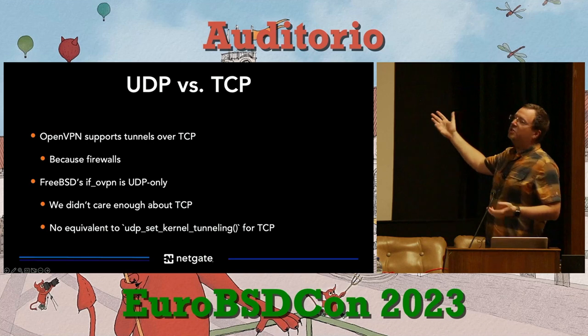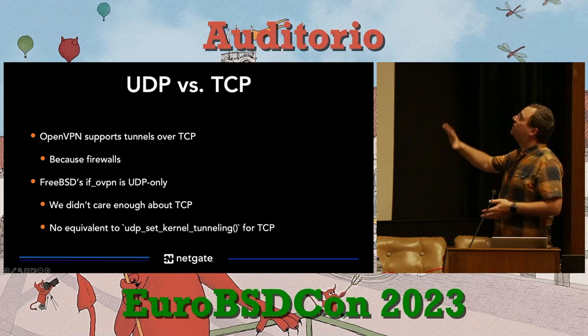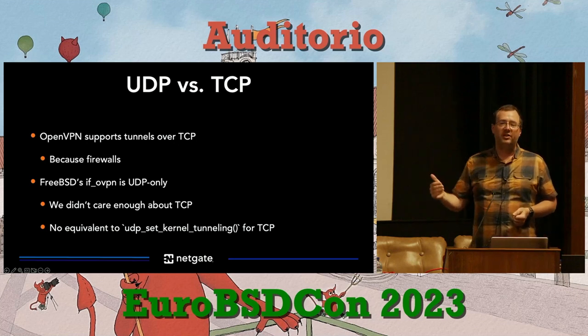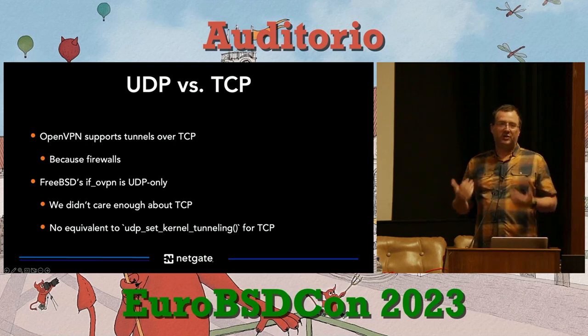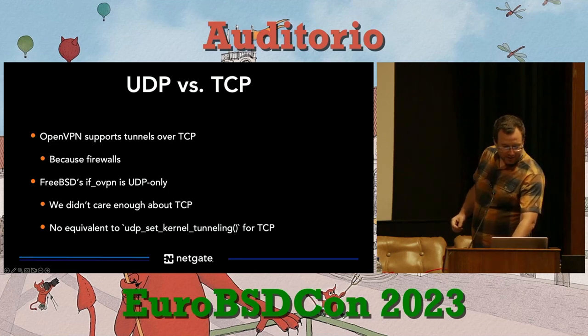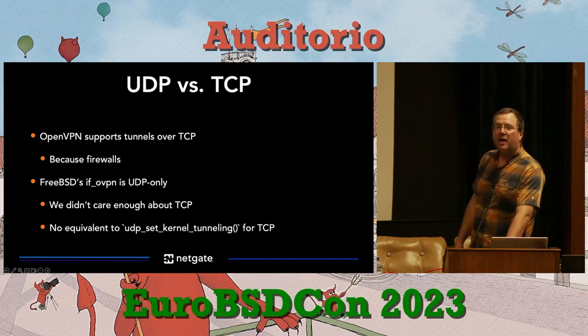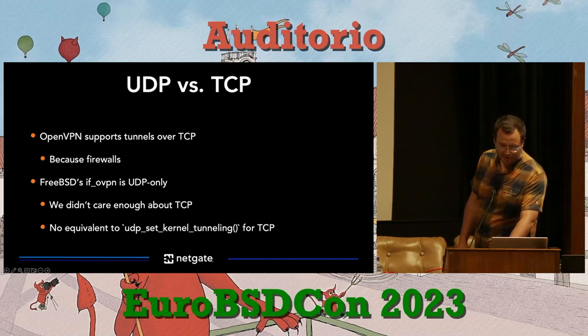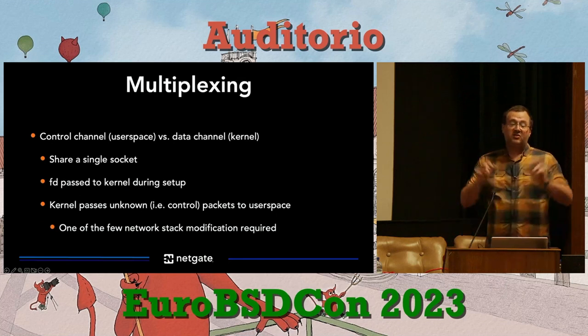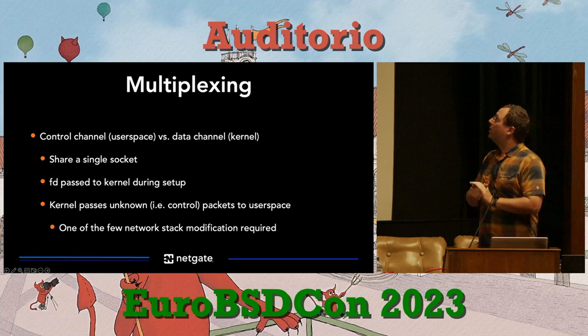So that's an additional limitation. It's a design choice. There's no inherent reason why we couldn't do DCO acceleration for TCP on FreeBSD. It just needs someone to sit down and do the work. Which is the reason why we don't have a lot of things: someone needs to sit down and do the work.